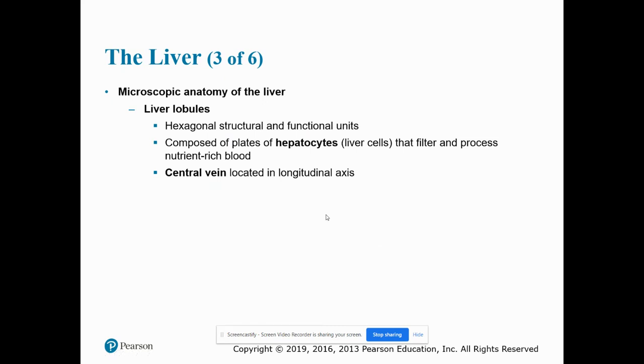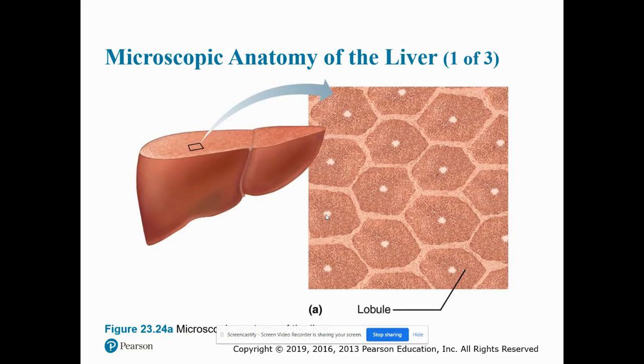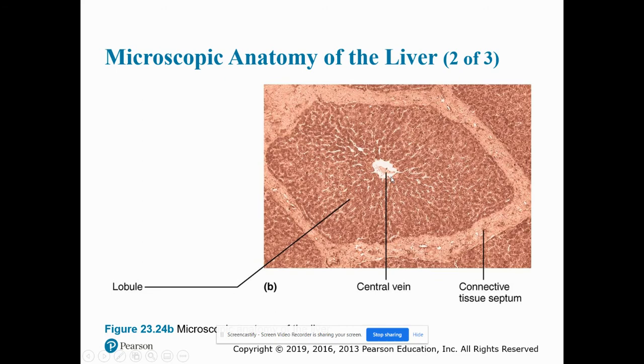The microscopic anatomy of the liver consists of liver lobules, and these are hexagonal structural and functional units, composed of plates of hepatocytes, which are liver cells. And these are going to filter and process nutrient-rich blood. And then in the middle of the liver lobule, we would find a central vein. And so these are the lobules. These are the hexagonal structures, and this is going to be the central vein. And we see a blown up image of this, and we can again see this is a central vein, and this is the lobule.